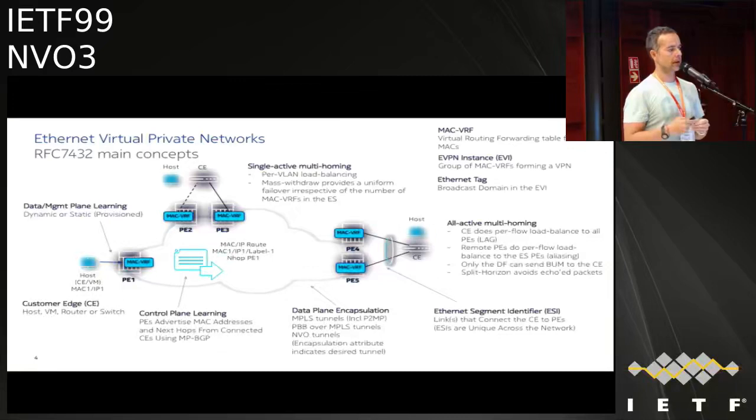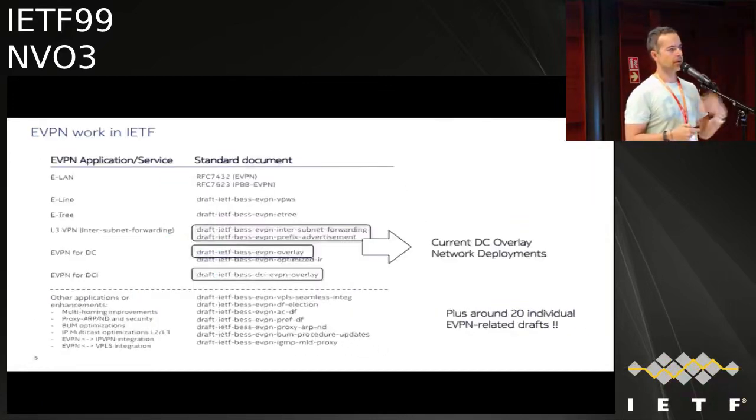Along with this all-active multi-homing, where you allow this per flow load balancing from the CE to the network, we have this aliasing function that is providing the same per flow load balancing from a remote PE to all the PEs in the Ethernet segment. So this is pretty much RFC 7432.